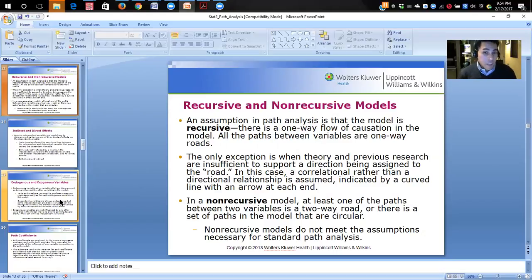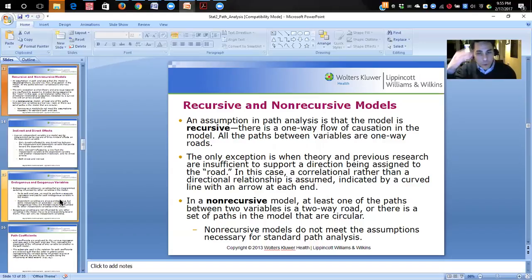So if you start with variable A, and then you have variable B, and then you have your variable C, you can't go back from C to A again. C is the terminal, the final destination of the path model. And that's what you call recursive. So in a non-recursive model, at least one of the paths between two variables is a two-way road, or there is a set of paths in the model that are circular.